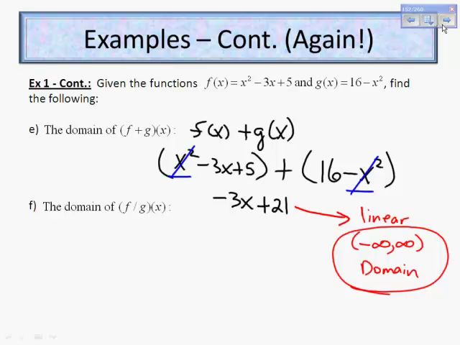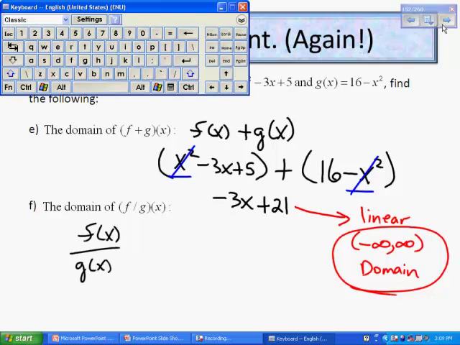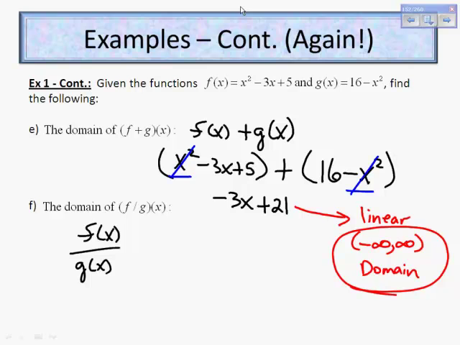All right, so these are going to be functions that you recognize once you do the algebra that they ask you to do. In this case, it asked me to add those two functions together. Letter F asks me to take f divided by g of x. So that means that I have to take f of x and divide it by g of x. So if I take f of x and divide it by g of x, f of x is x squared minus 3x plus 5. There's f of x. And g of x is 16 minus x squared there.